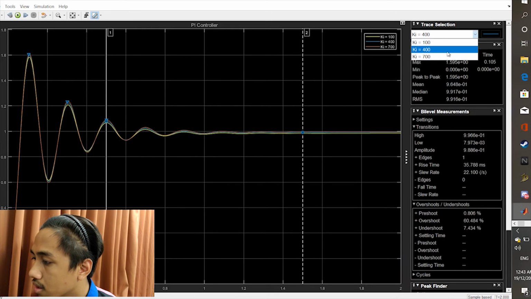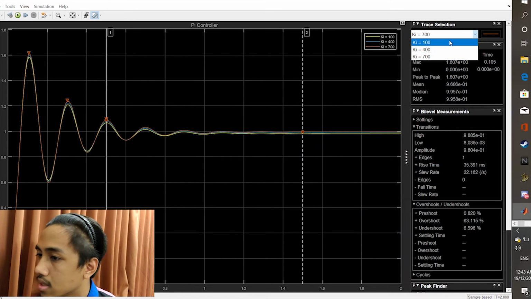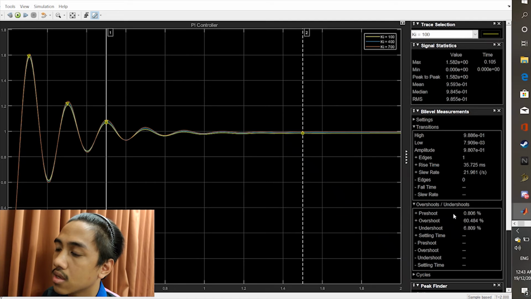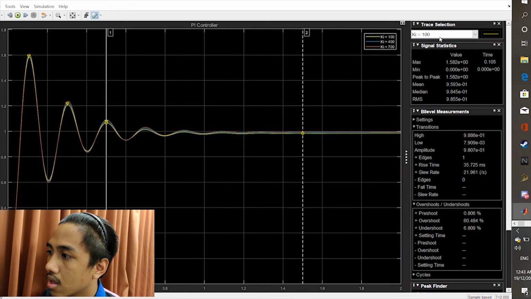we can see the difference. If Ki equal to 700, the overshoot is 63, and if Ki is equal to 100, the overshoot is 60. So here we can see the higher the integral value, the higher the overshoot percentage.